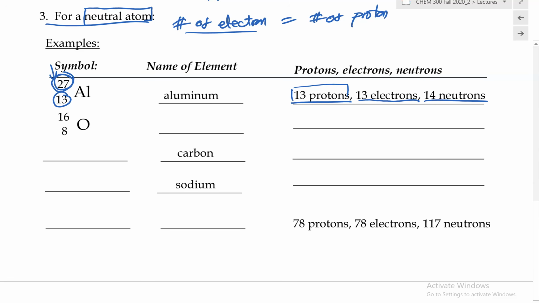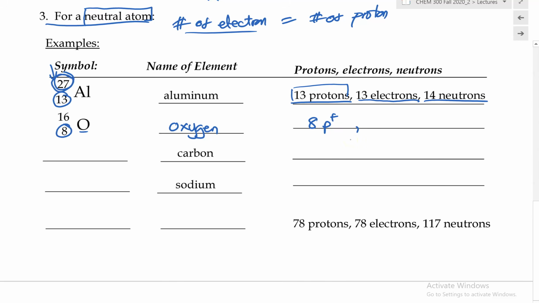Let's now try a few examples. In this case, given O, 8, and 16, first, what would be the name of this element? By now, you should know that the symbol O corresponds to oxygen. So that will be the name of the element. And as for proton, electron, and neutron, oxygen has the atomic number 8, so therefore it has 8 protons.